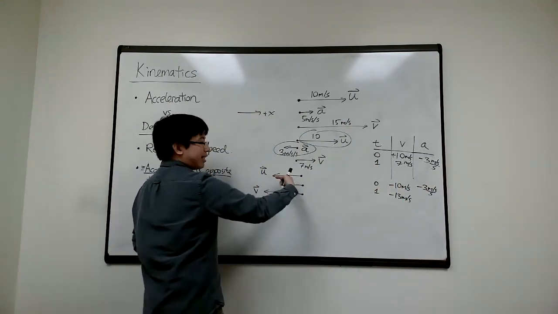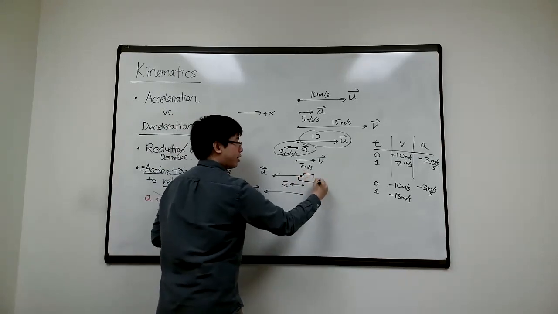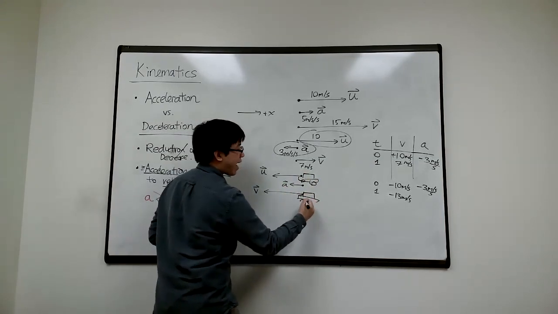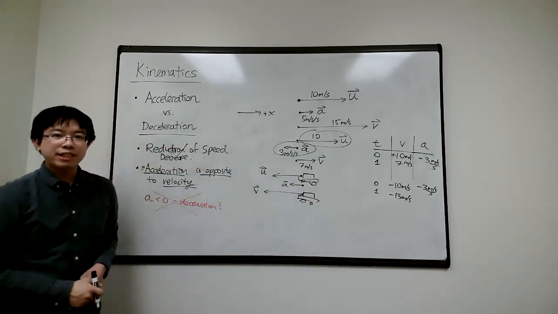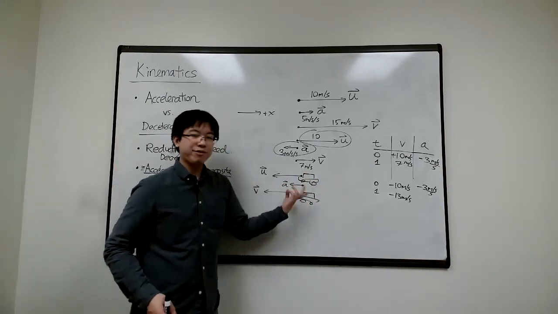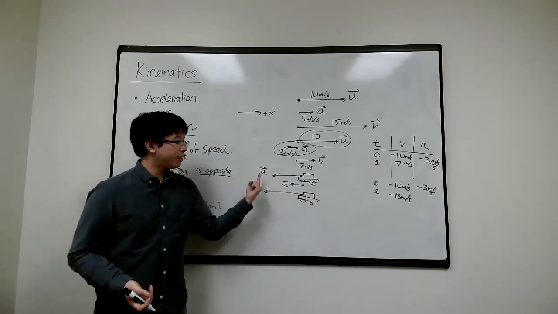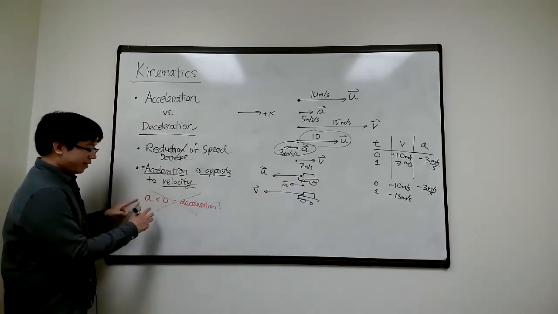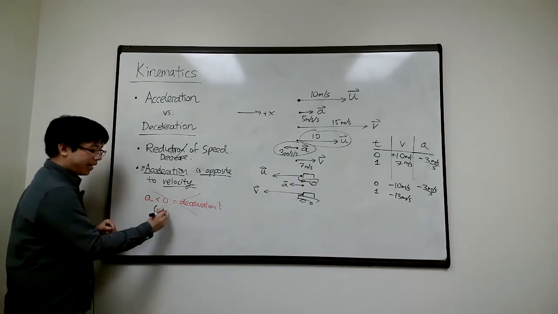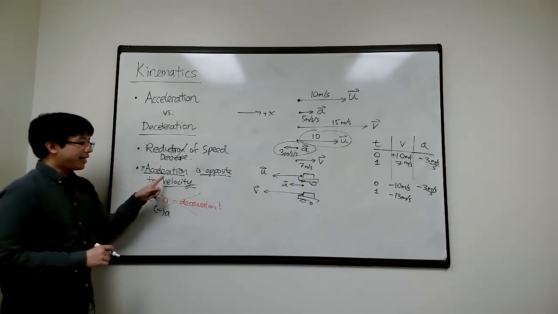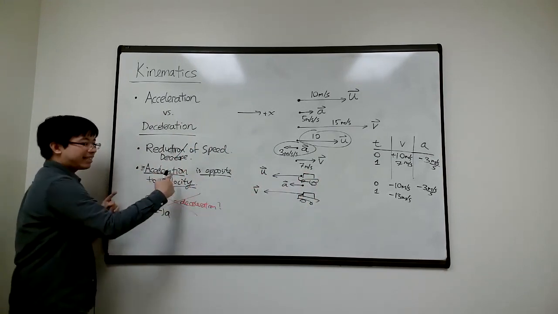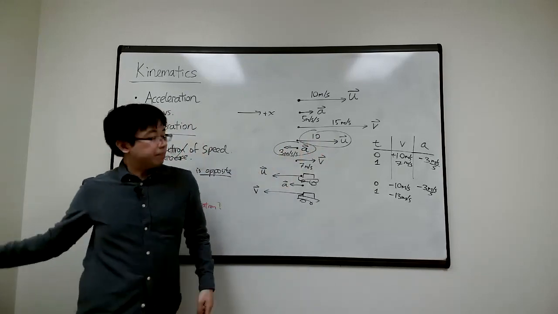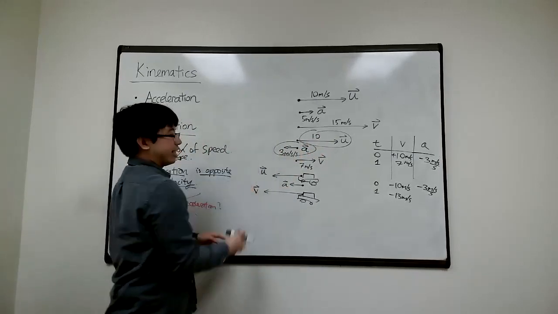If I have a car going this way and you accelerate this way, it just means you're going faster towards the left. If negative confuses you, just use left and right, and that would be obvious. If you're moving to the left and you accelerate to the left, you'll be moving faster to the left. That's an acceleration. So negative A doesn't mean deceleration. A has to be the negative of the velocity. If A is the negative of the velocity, then it will be a deceleration.